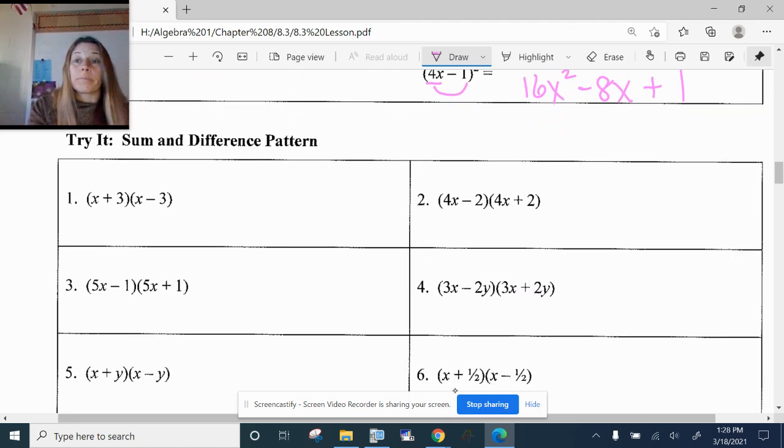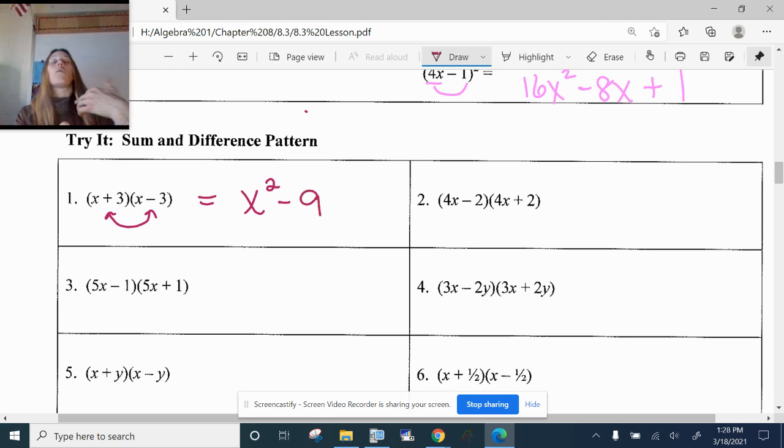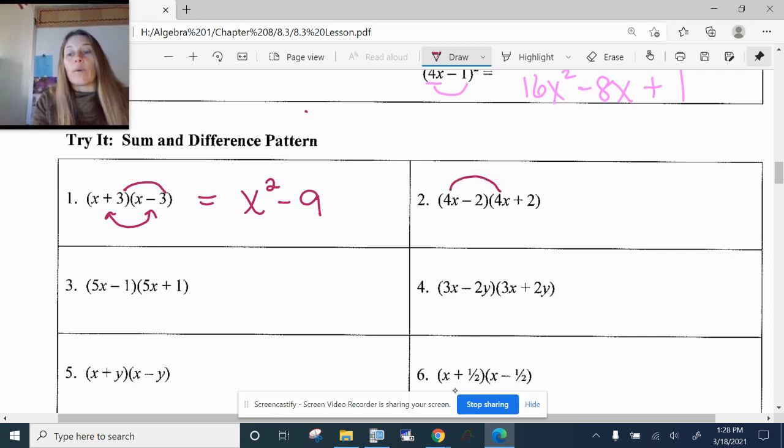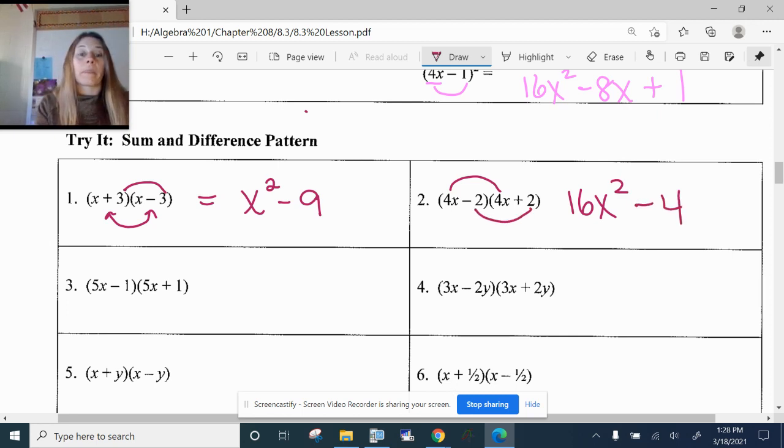So to review, if we take a look at this one, notice the signs are different. So this is where I'm just going to take the first term and square it, and the last number and square it, or multiply it by itself, and put a minus sign in the middle. It's always got to be a negative because 3 times negative 3 is negative 9. Okay, so same thing here. 4x times 4x, 16x squared. Negative 2 times positive 2 is negative 4.